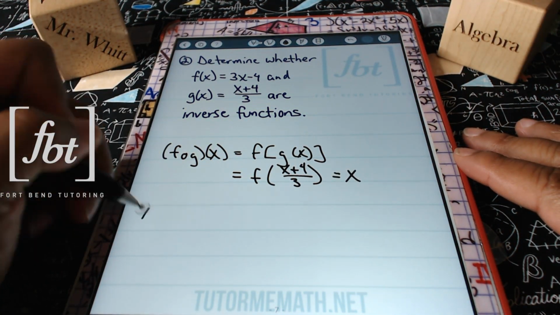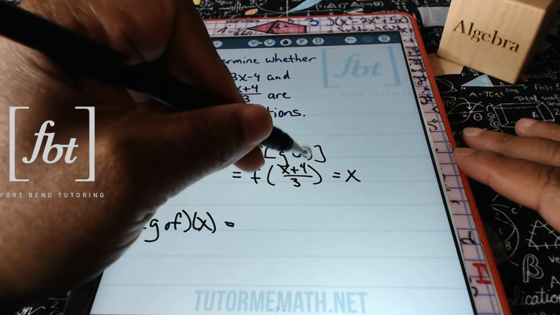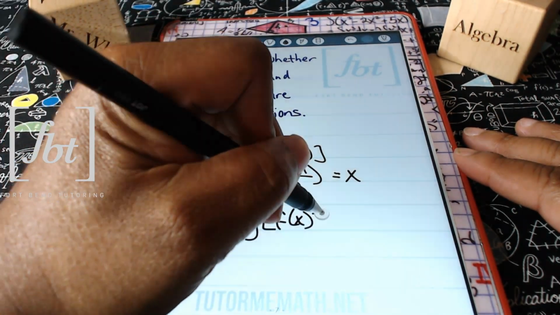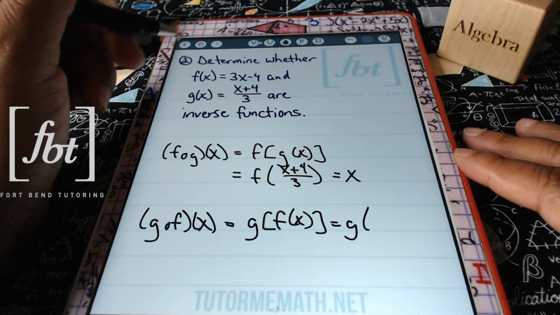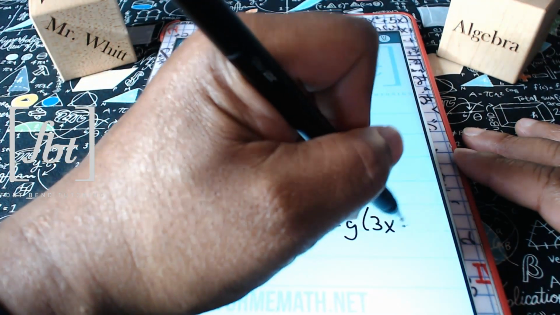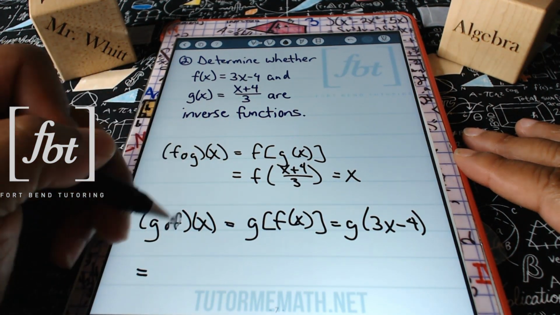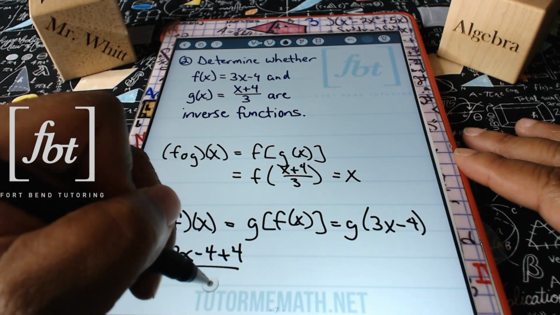So we're looking to see if g composite f of x also equals x. So remember that this means g of f of x. And that means that we would be replacing every x in g with the quantity 3x minus 4. Okay, so how does that look? Well, it looks like this. You would have 3x minus 4 plus 4 divided by 3.